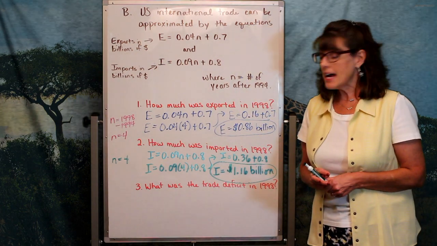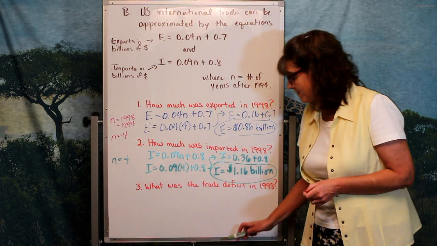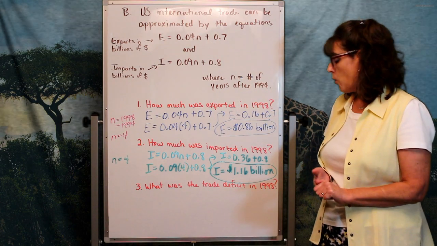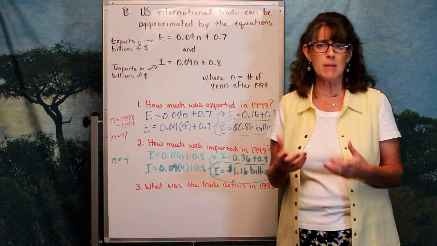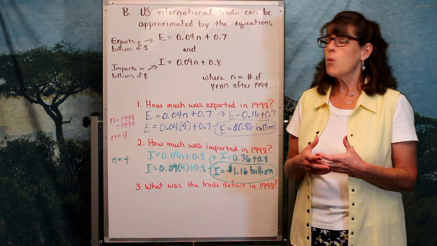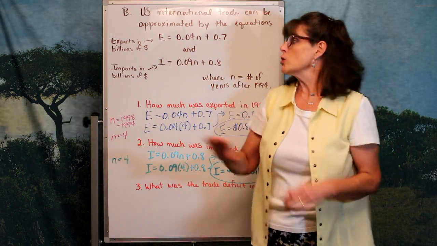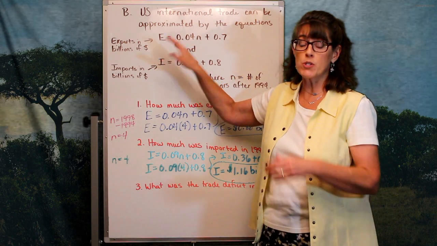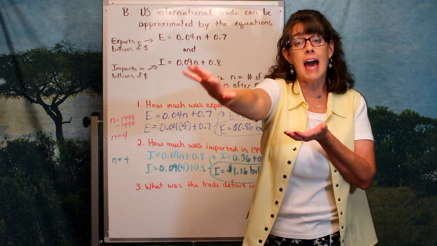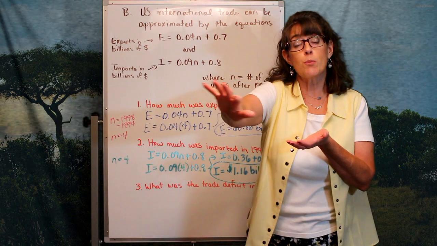So now the last question says, what was the trade deficit in 1998? Well, we need to figure out what deficit means. How do you figure that out? Well, remember, exports is what the country sends out. So if this is U.S. exports, then the U.S. is sending their goods out, and so other countries are buying those goods.